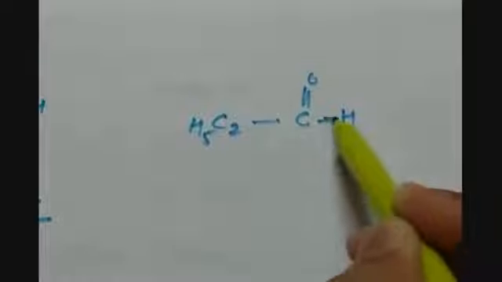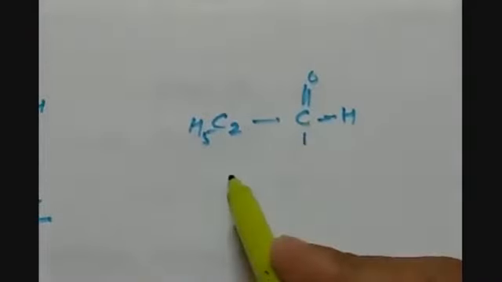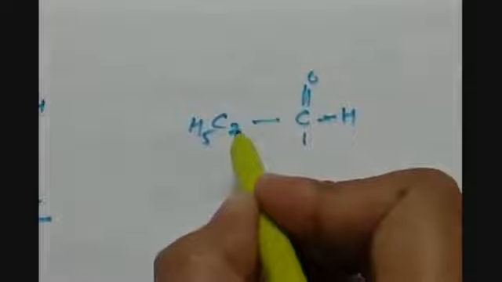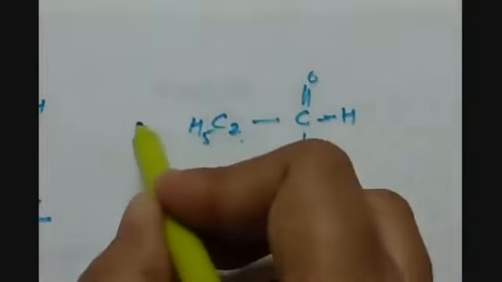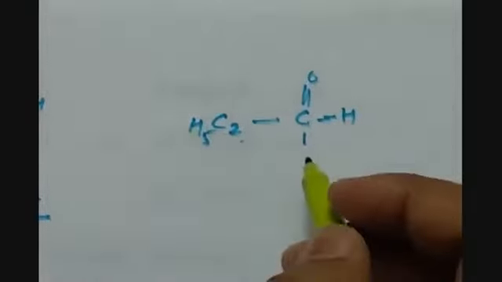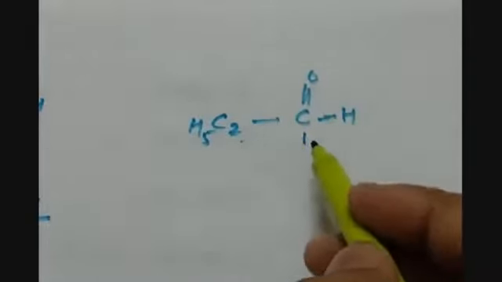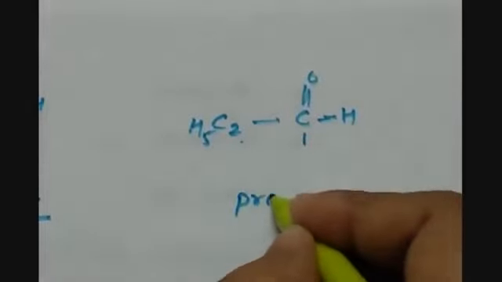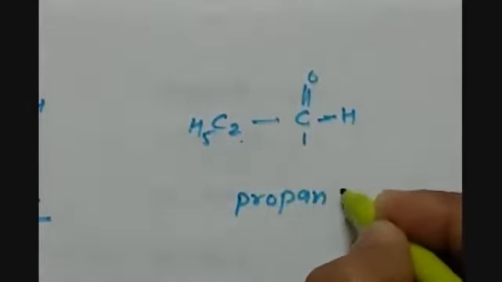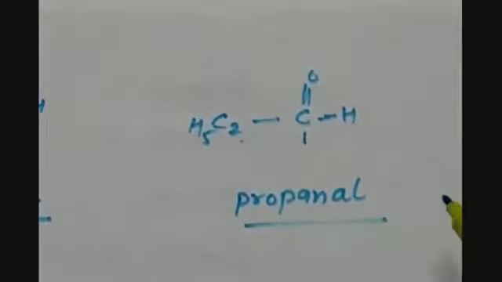Now let us do one more example. If we have C2H5 and then C double bond OH, this will be our first carbon, and then we have 2 and 3 on this side. So we have a total of 3 carbon atoms, and at the first carbon there is the aldehyde group. So we will call it propane. Remove E, add al, so the name will become propanal. So this is how we do the nomenclature of an aldehyde.